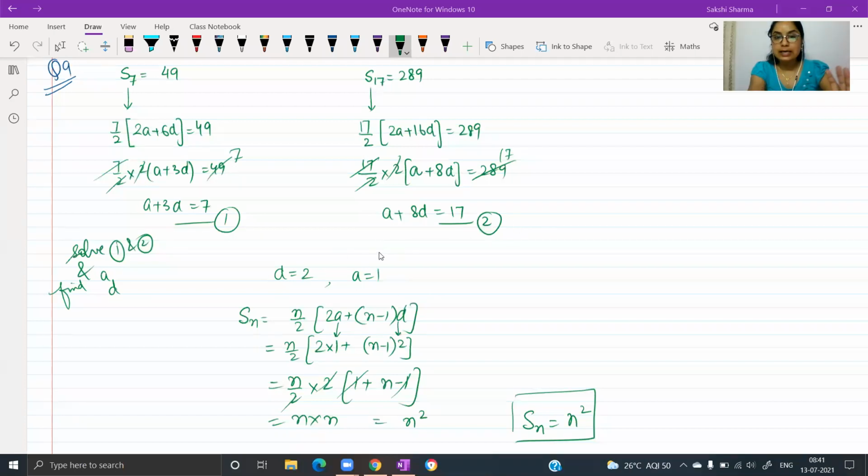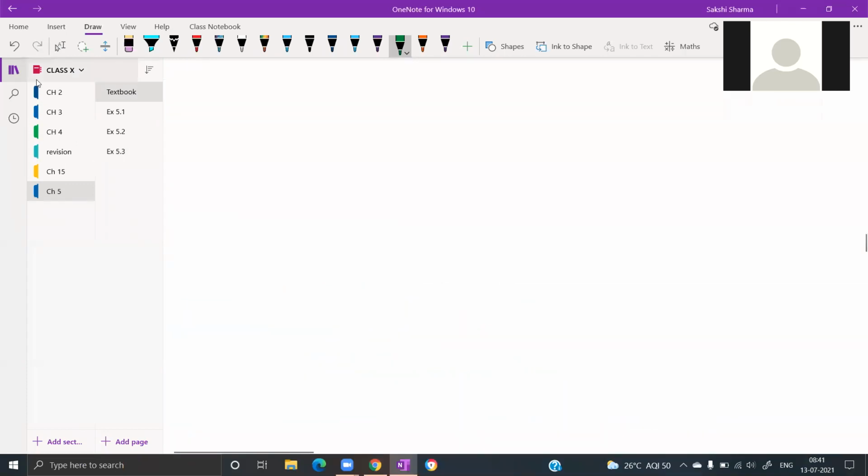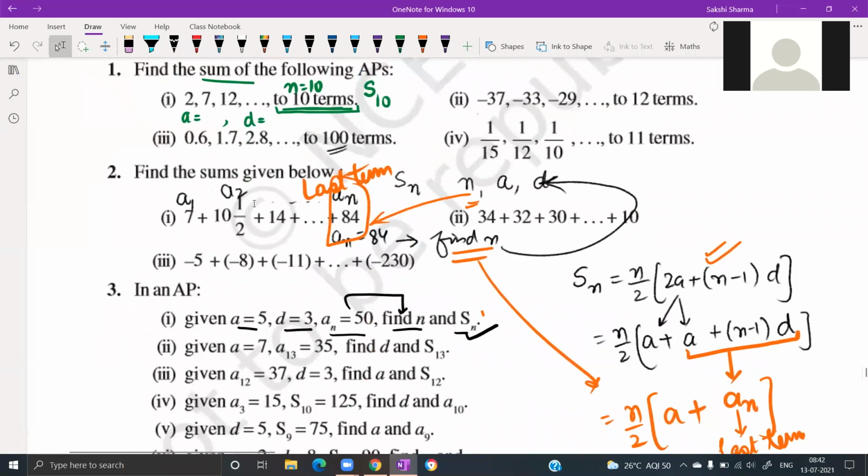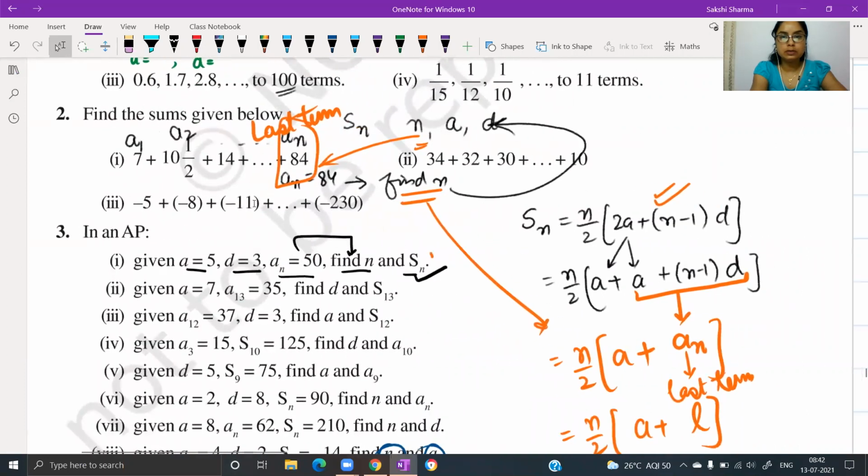Let me just ask anyone who's writing this. I think Kavim is noting down. Let's wait for a minute. Let him write this down, then we can proceed. Done, ma'am. This one, question 2, third part. All right.